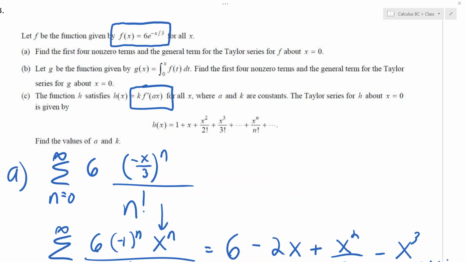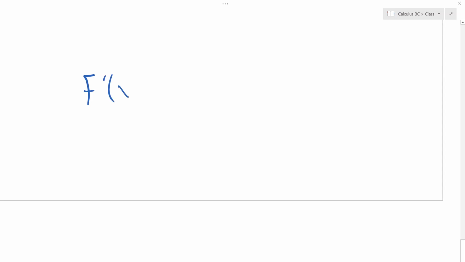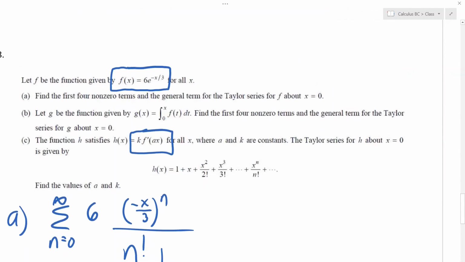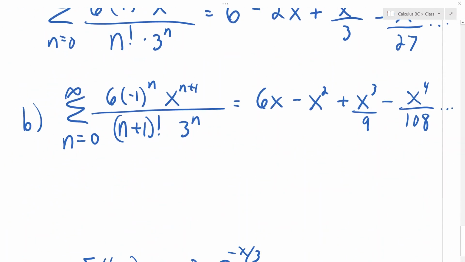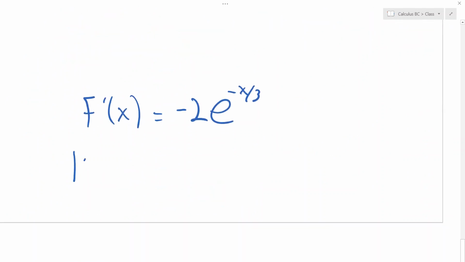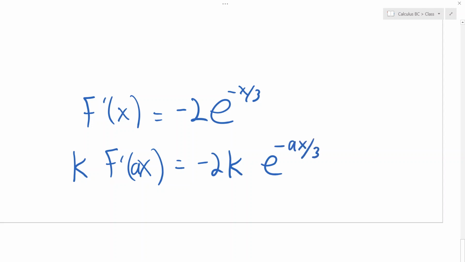All right, f of x is that thing there, 6e to the negative x over 3. So f prime of x is e to the negative x over 3 again, but then you multiply it by negative a third, so it becomes this. There was a 6 out there, now it's negative 2. Okay with that? But we need k out front and an a in there with that x. So k f prime of ax is really negative 2k e to the negative ax over 3.